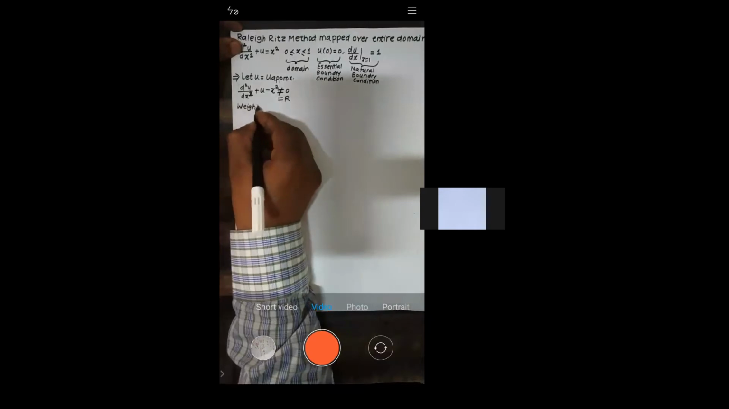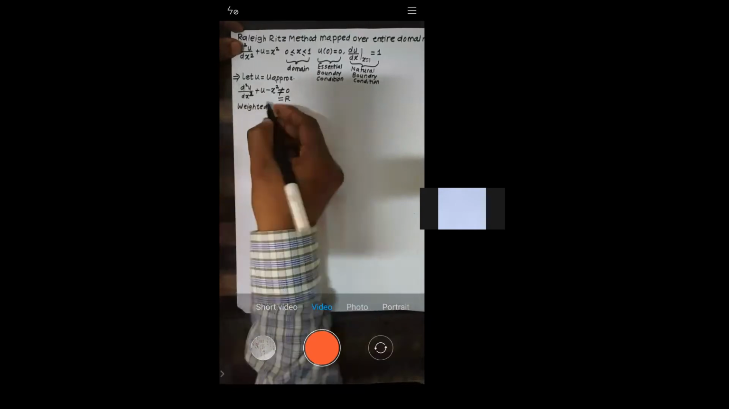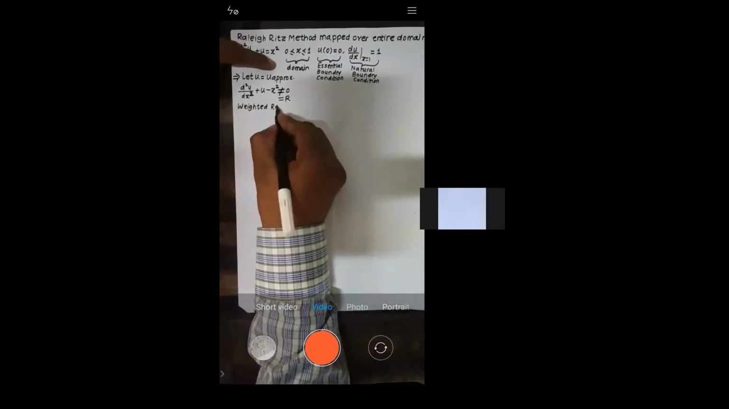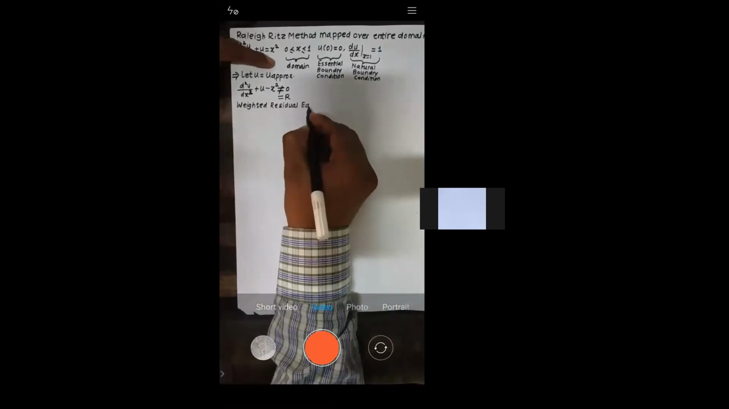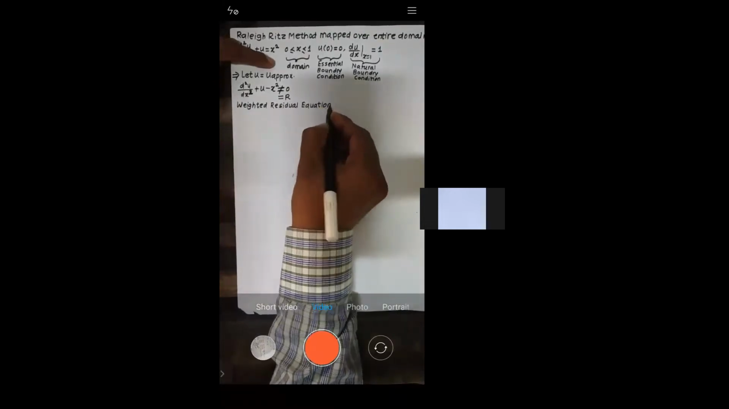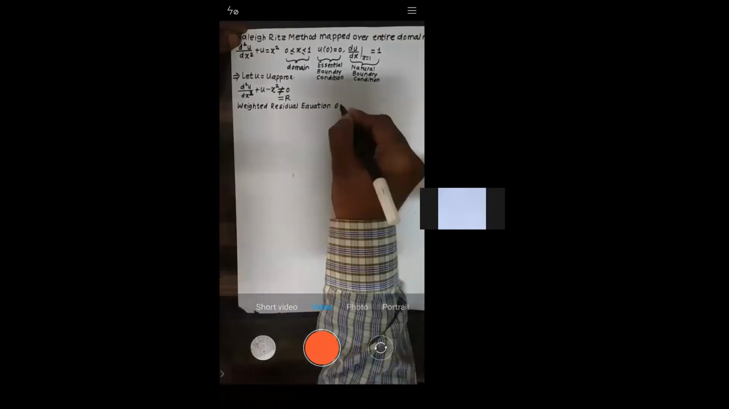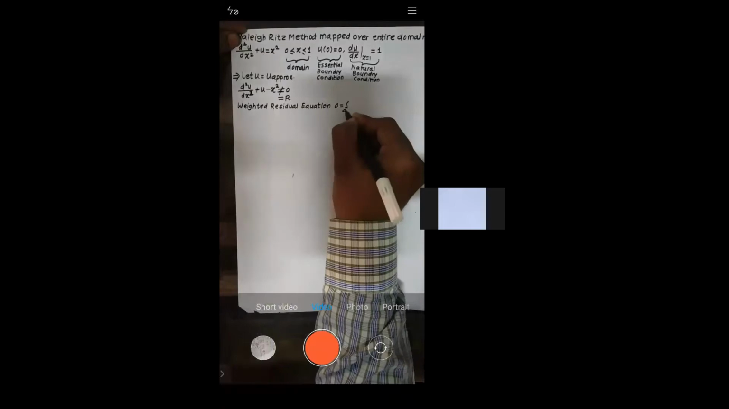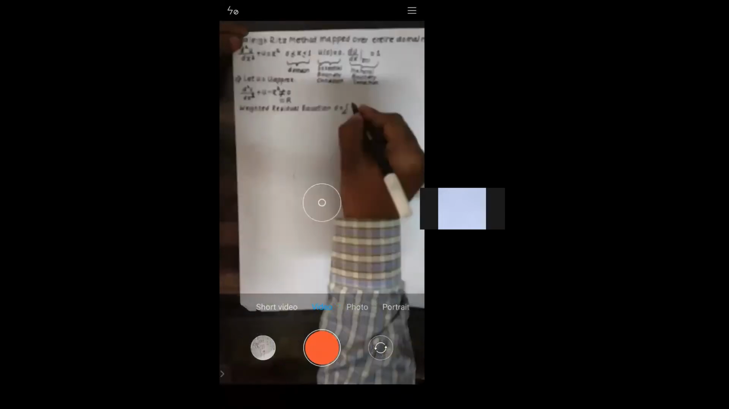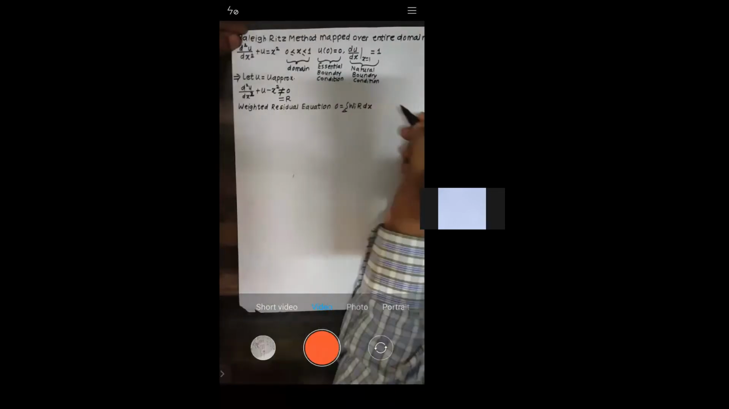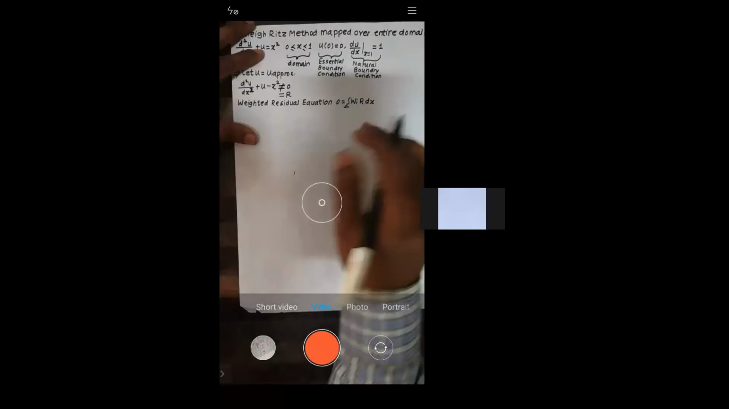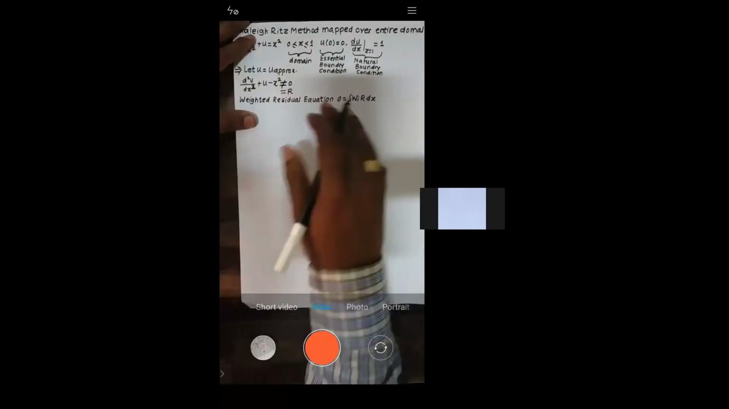Now I will write down the weighted residual equation. All of you tell me, what is the weighted residual equation we have? 0 is equal to integration over the domain of weight function into R into dx. Is it our weighted residual equation?